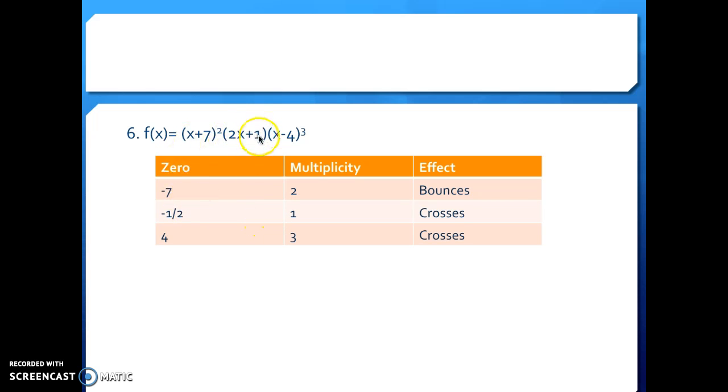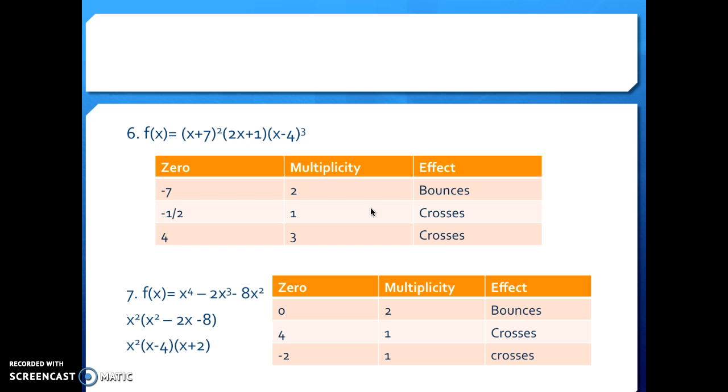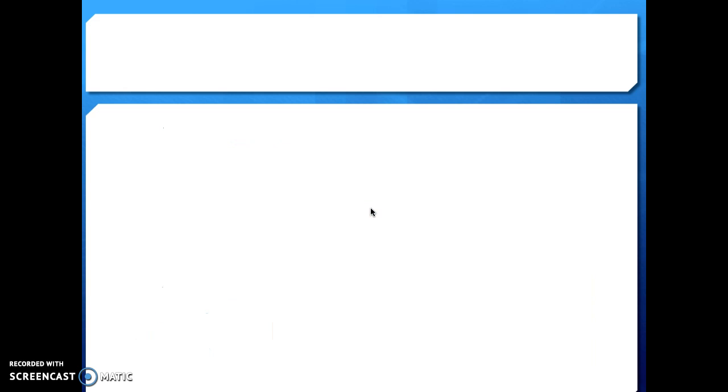Now we have a 0 of -1/2, so 1 divided by 2 would be -1/2. A multiplicity of 1 because there's no exponent, and we know that since it's odd, it crosses. Now we have a 0 of +4, a multiplicity of 3 because that's how many times it occurs, and it would cross. Same for here, is what number 7 function would look like. You can go ahead and pause the video while you write that down.